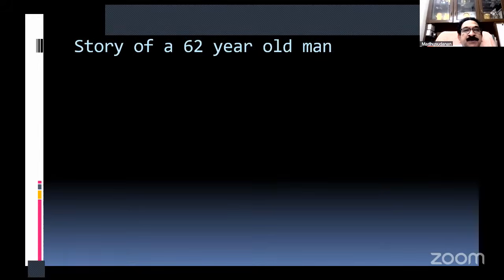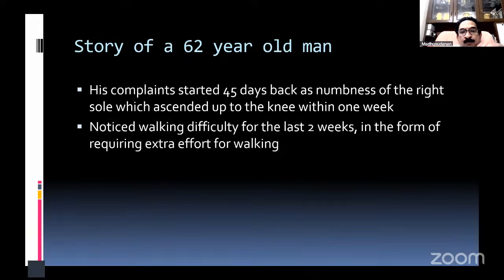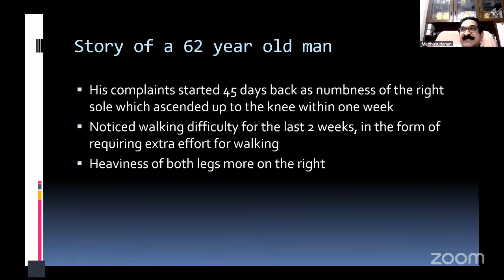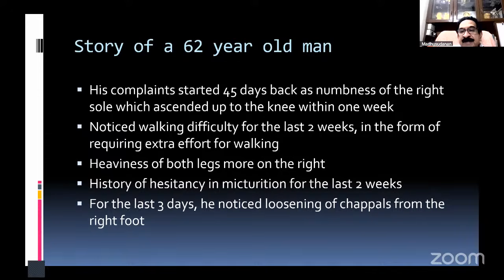Next. Okay, this is the story of a 62-year-old man. His complaint started 45 days back as numbness of the right sole, which ascended up to the knee within one week. He also noticed walking difficulty for the last 2 weeks, requiring extra effort for walking, with heaviness of both legs, more on the right side. History of hesitancy in micturition for the last 2 weeks. For the last 3 days, he noticed loosening of the chappals on the right foot.